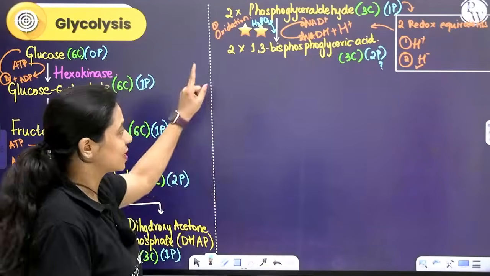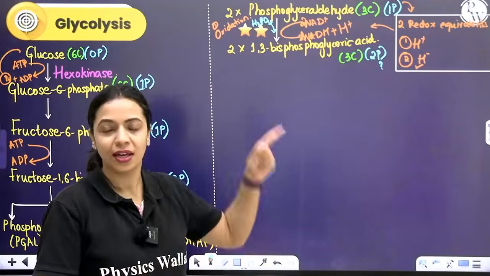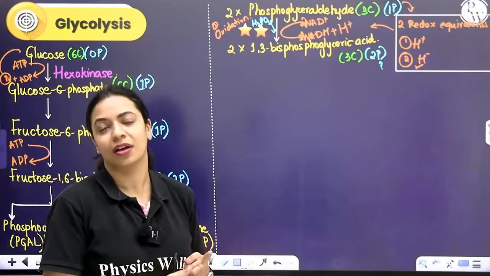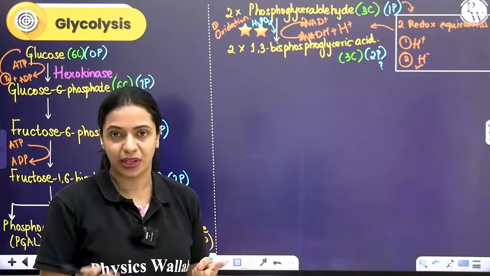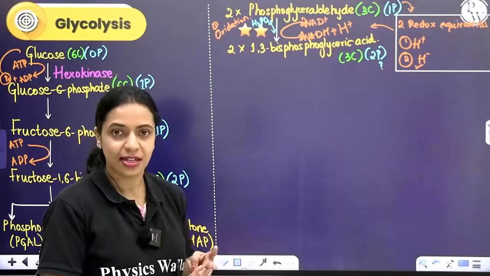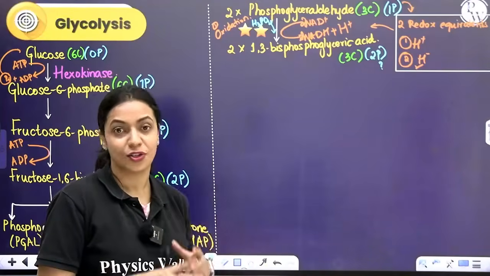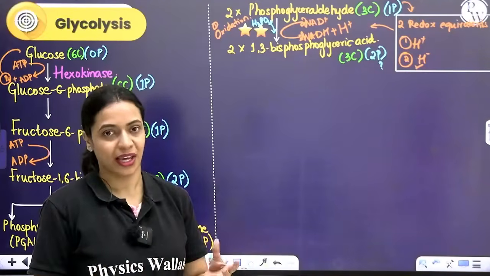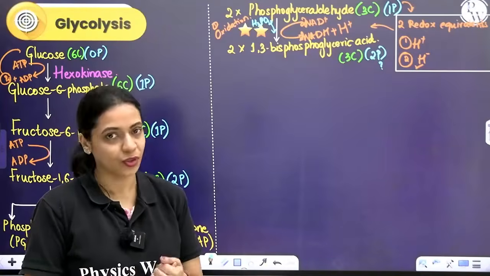Okay, so this is the step in which oxidation is happening. This is the step in which NAD plus is getting reduced to NADH and H plus, and this is the step where for phosphorylation ATP is not getting utilized, phosphoric acid is getting utilized. These 3 things are important, you should keep that in mind.